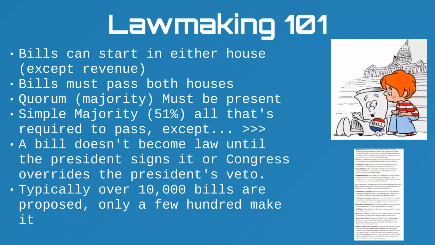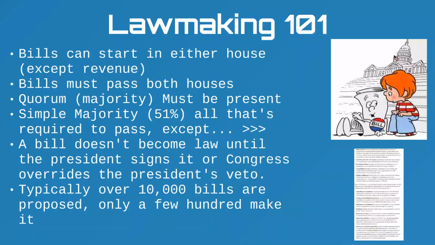A bill doesn't become a law until the president signs it, and that has to happen for it to become a law. Unless a president says, nope, I'm not going to sign it, I'm going to use my veto power, and then Congress can actually override that veto with, you guessed it, a 2/3 majority. Okay, and then it will become a law without the president. All right, it doesn't happen very often, but it does happen.